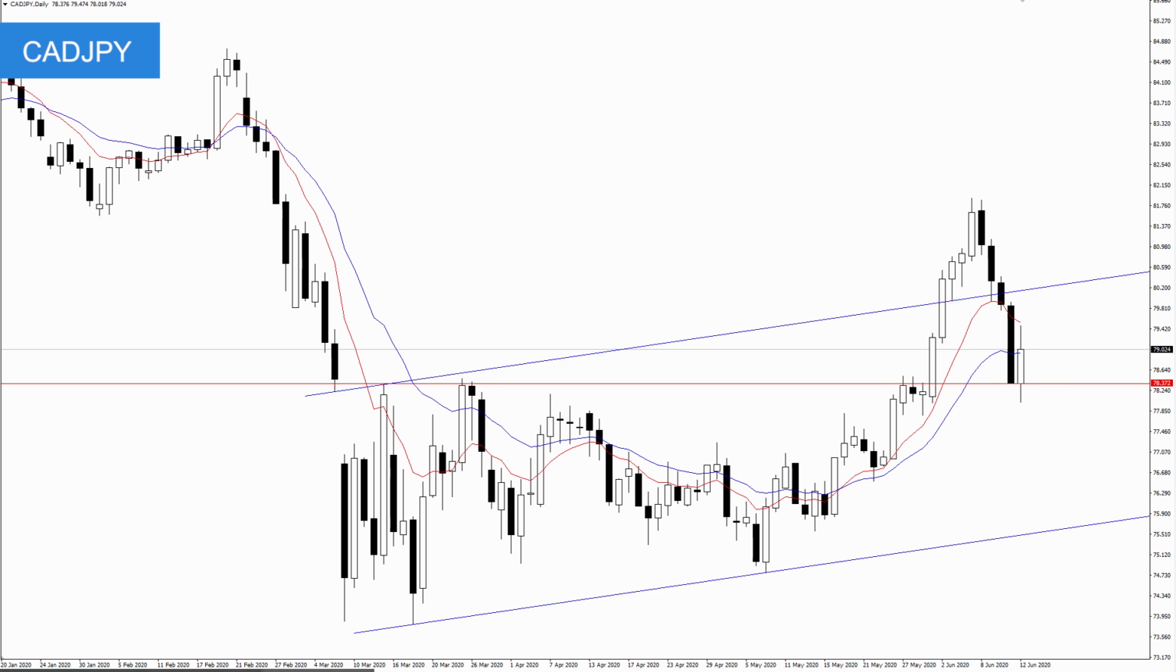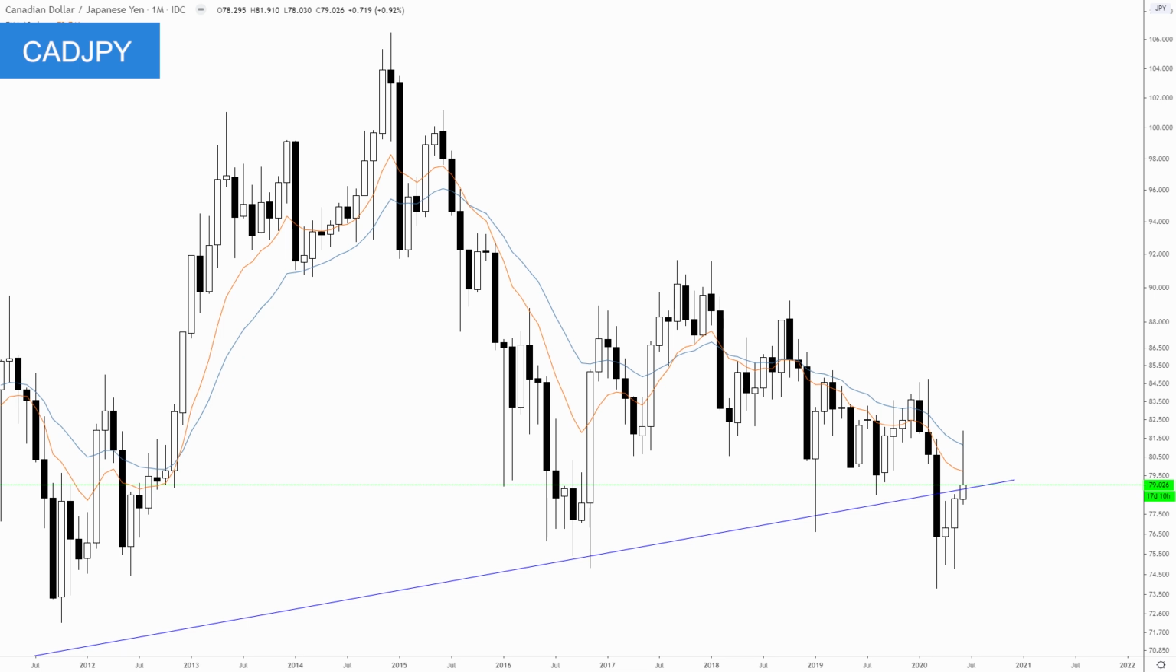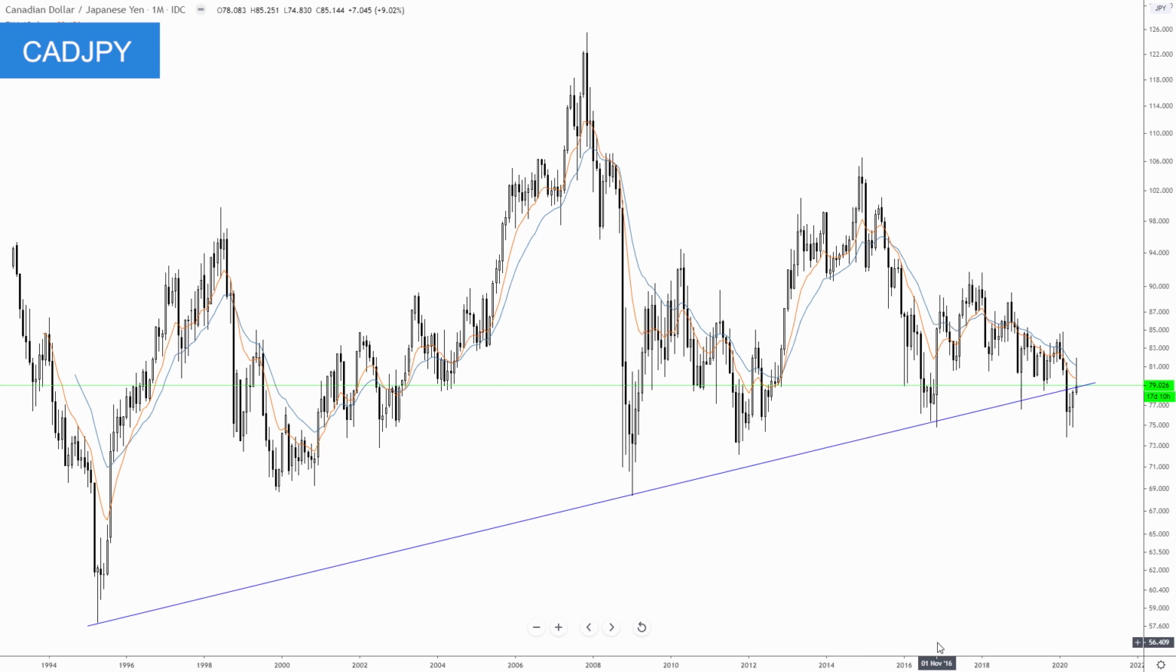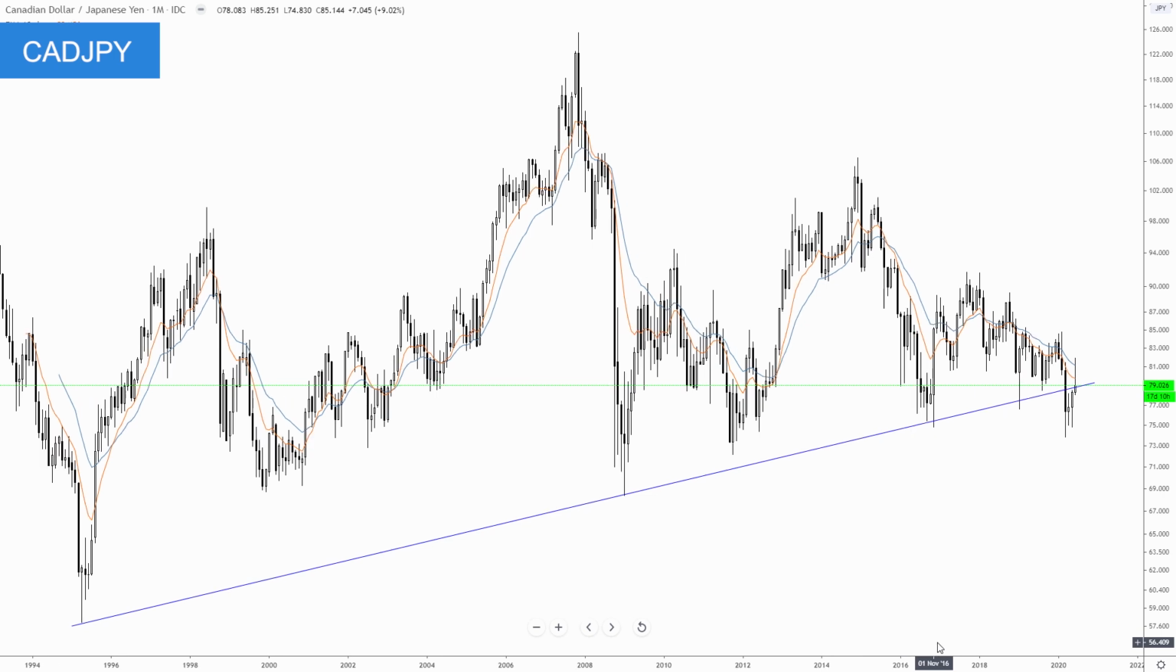So if I move over to the monthly time frame, and for full disclosure, I'm using TradingView here because my data doesn't go back this far. But if you pull up TradingView and use the data provider ICE, you get price action going back to the early 90s. And if you'll notice, we have a trend line here that dates back to 1995. So this is a 25-year trend line. And as of right now, we have yet to have a monthly close above it.